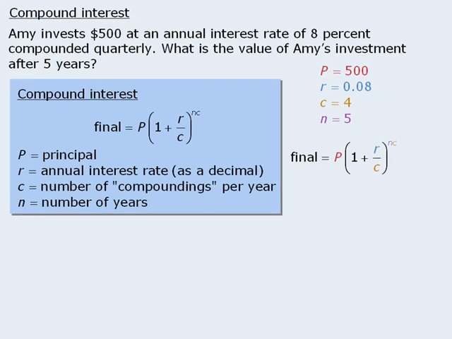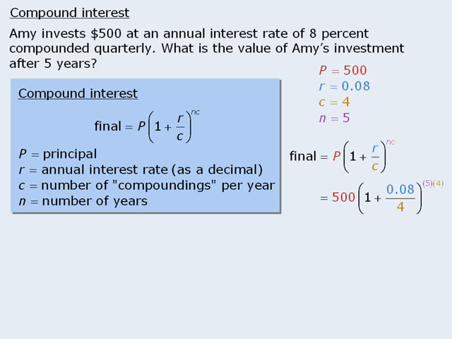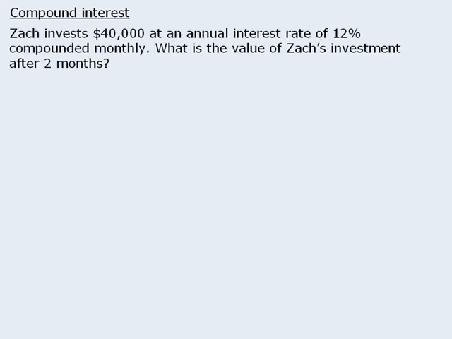At this point, we can take our formula and plug in the corresponding values. Now when we evaluate this fraction, we get 0.02, and when we evaluate 5 times 4, we get 20. Finally, when we simplify 1 plus 0.02, we see that after 5 years, the dollar value of Amy's investment is equal to 500 times 1.02 to the power of 20. Now, as you can imagine, we would never need to evaluate this expression, since the answer choices would be given in a similar format. Alright, now let's try another compound interest question.